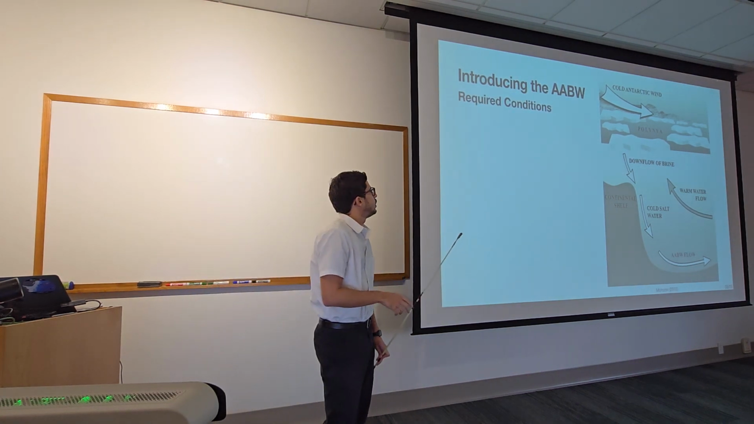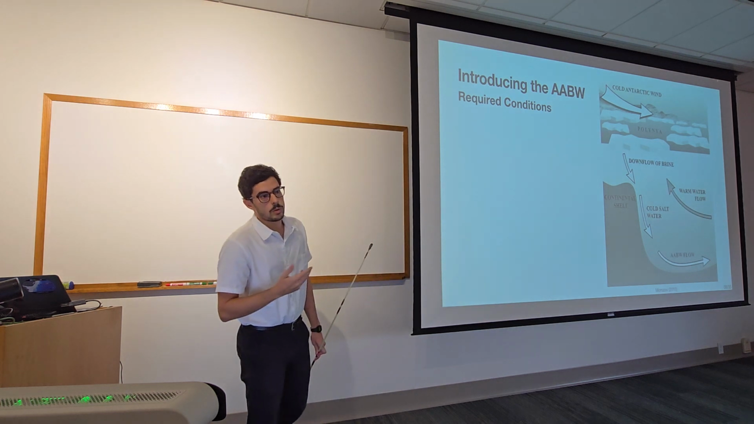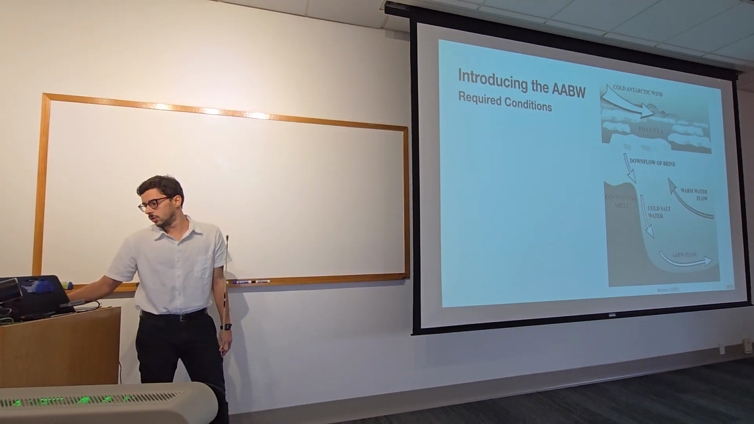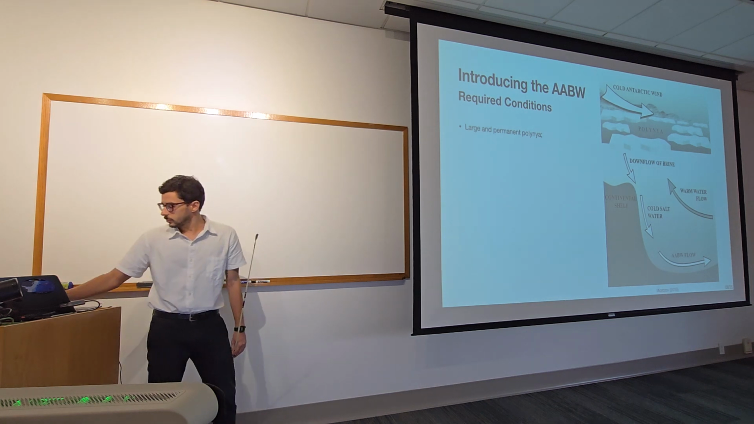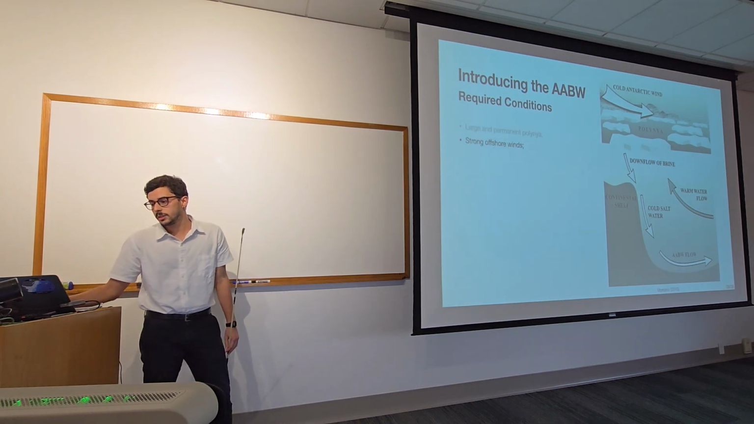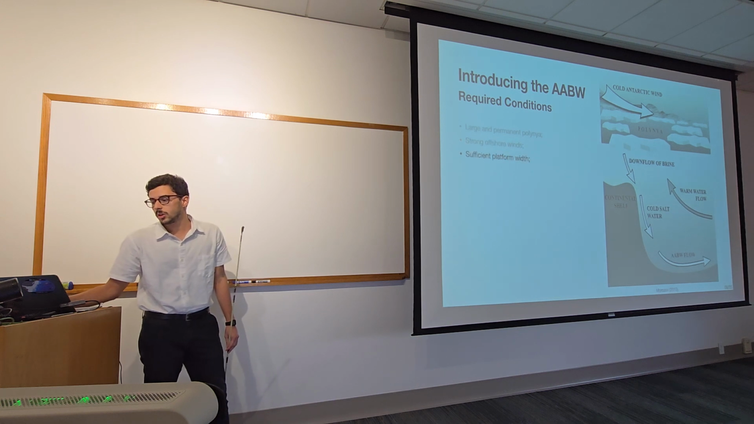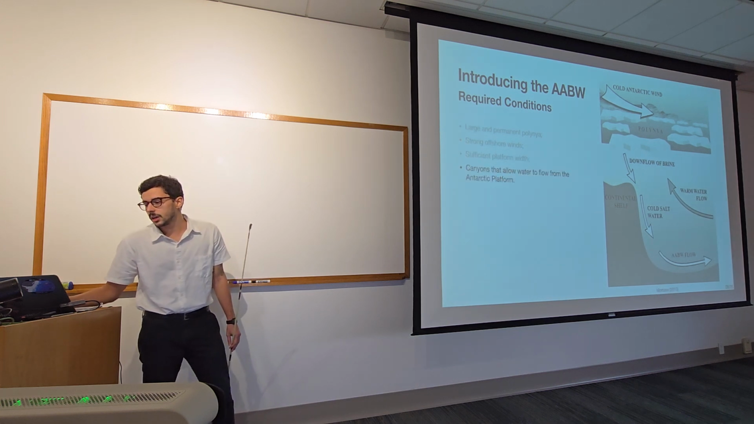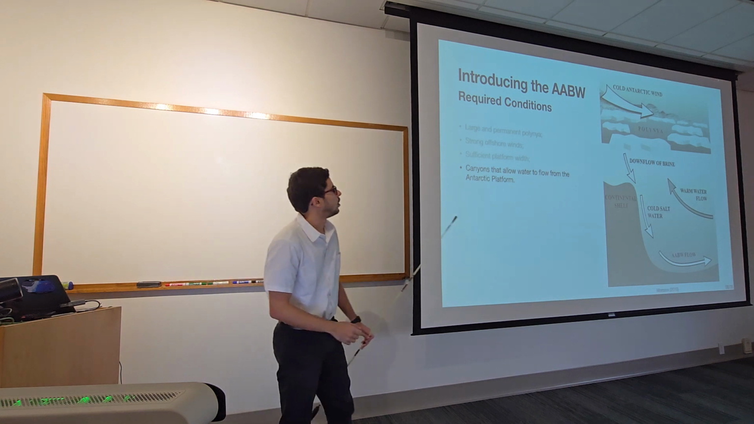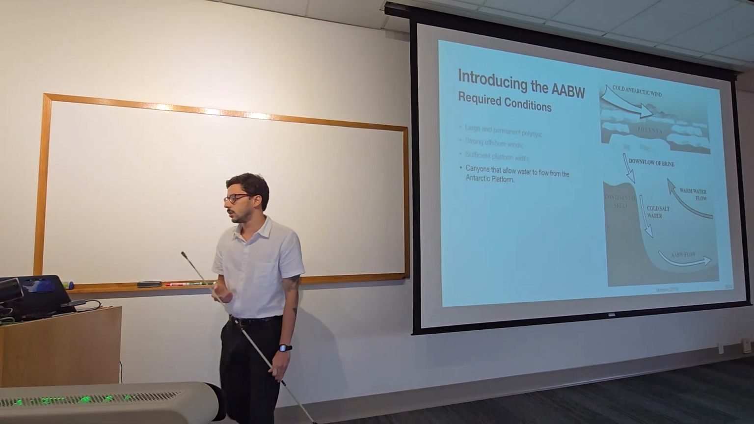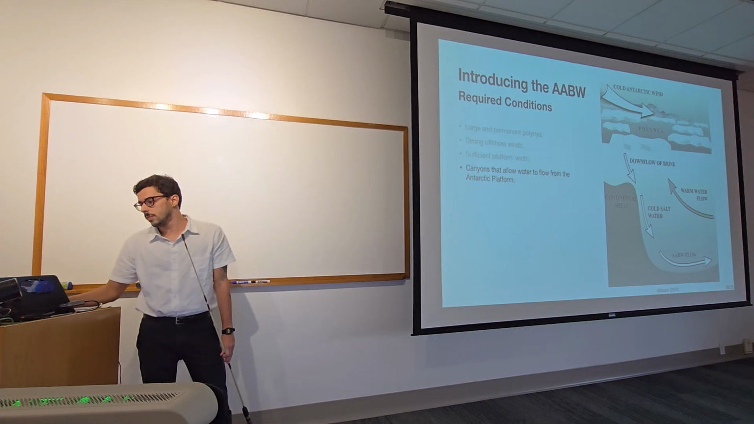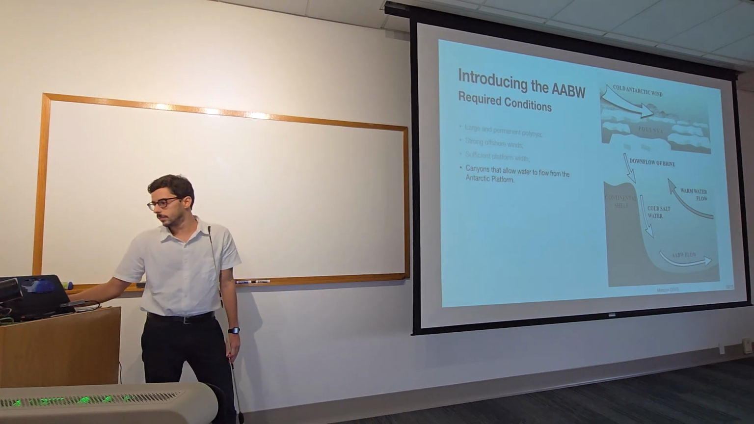This generation actually requires some conditions to occur. So we may have a large and permanent polynya, strong offshore winds, sufficient platform width, and canyons that allow water to flow from the continental shelf to abyssal depths. If we have all of this, we may form AABW.